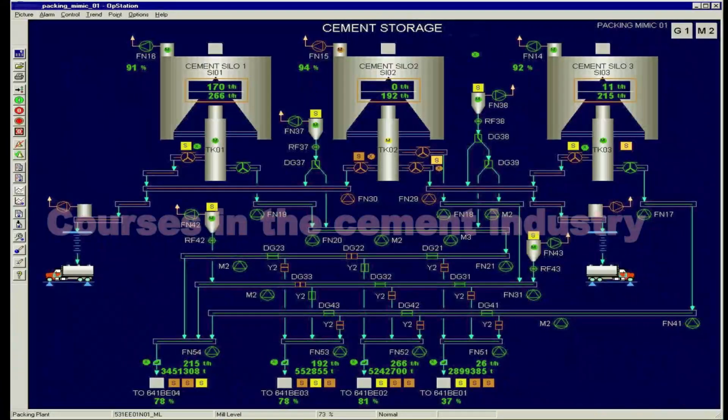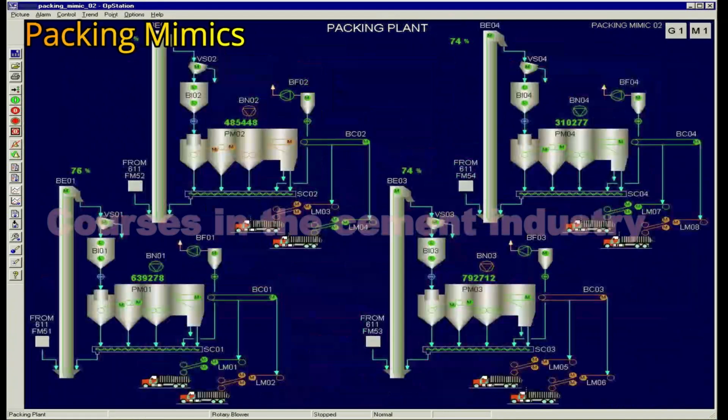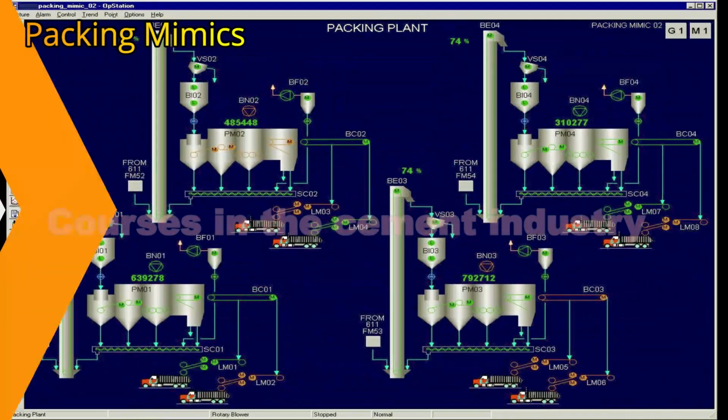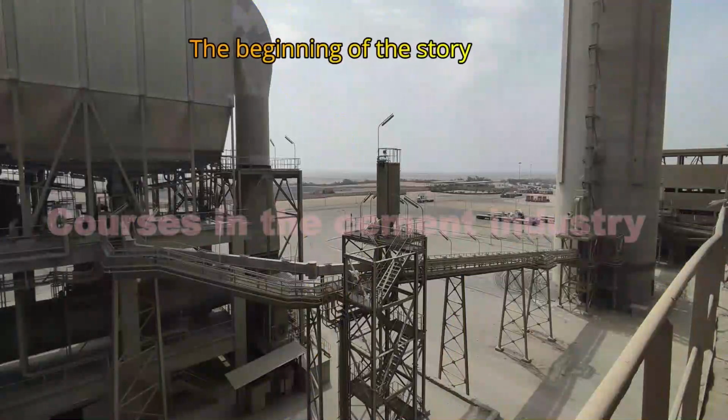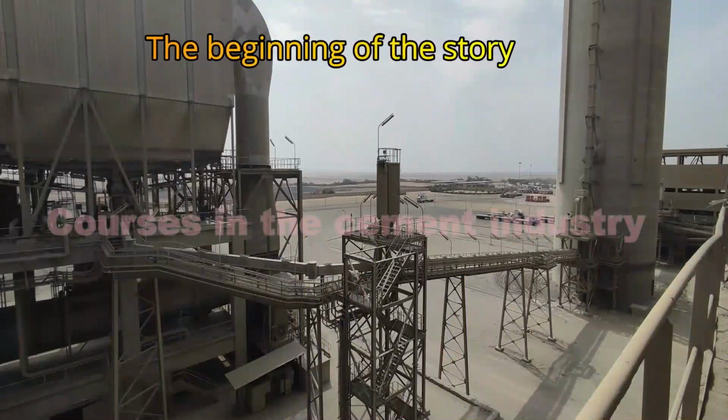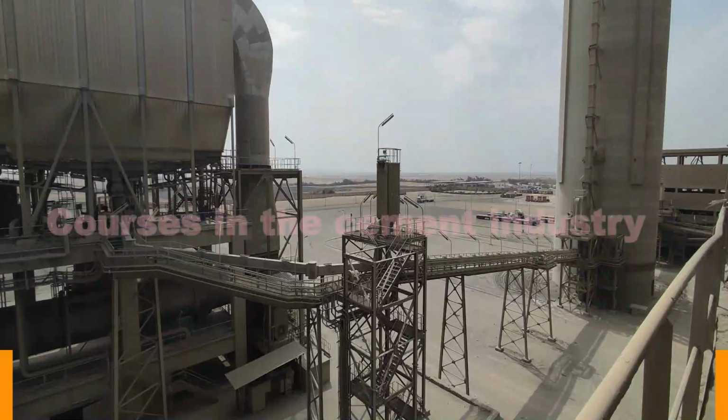These images show packing machines. Cement trails illustrate the path from the cement silos to the packing place. The beginning of the story. The story of cement manufacturing begins here.